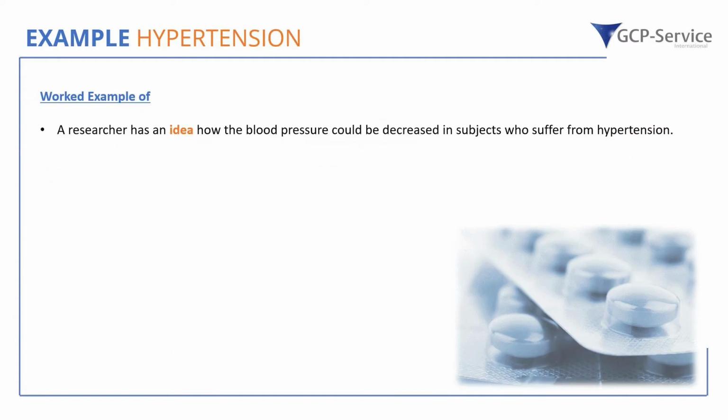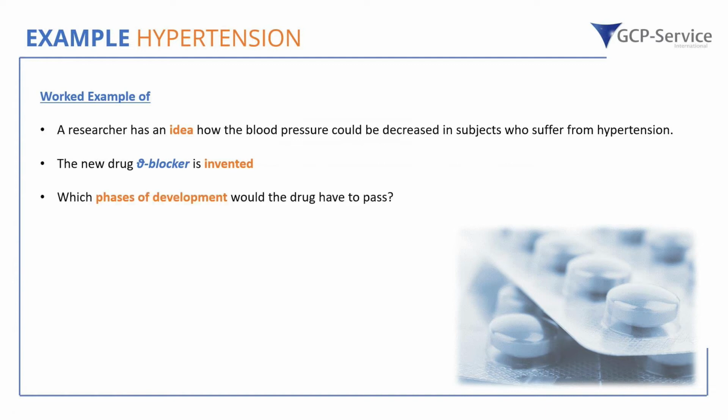We have a work example and we want to go with that work example through all the study phases. A researcher had an idea how the blood pressure could be reduced in subjects who suffer from hypertension, and this researcher has then invented the so-called theta blocker. What we now see is which phases this drug has to go through until it is available in the stores, and also what role the sample size has in all these different phases.